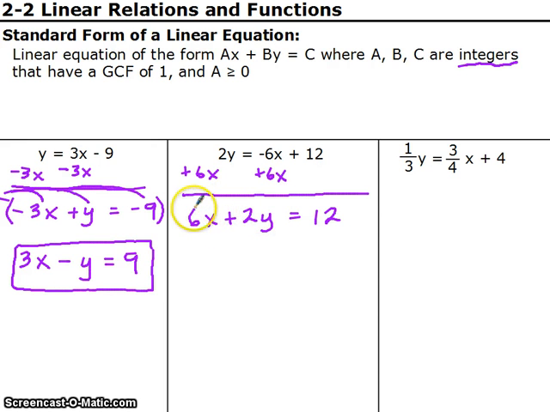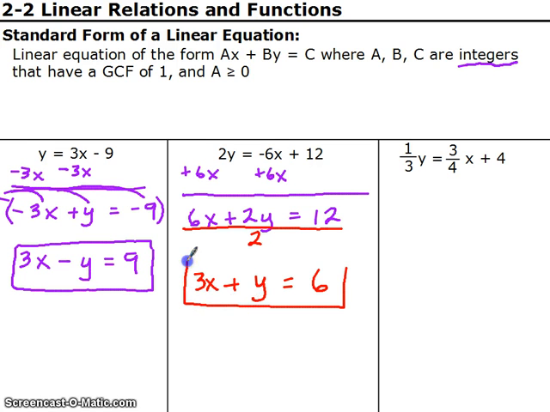Ooh, I don't think so. If you see 6, 2, and 12, they're all divisible by the same number. We can divide everything by 2. So if you see that they're all three divisible by the same thing, you have to do that. So 6 divided by 2 is 3. 2 divided by 2 is 1. So we don't have to write 1, you can just write y. And 12 divided by 2 is 6. So 3x plus y equals 6.